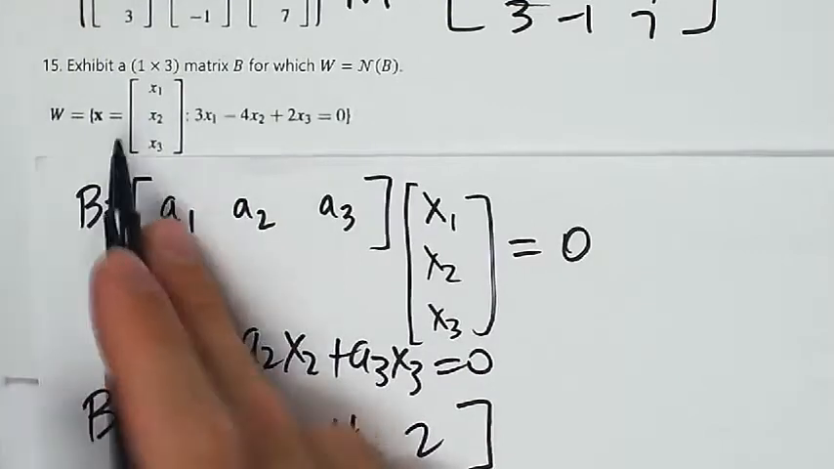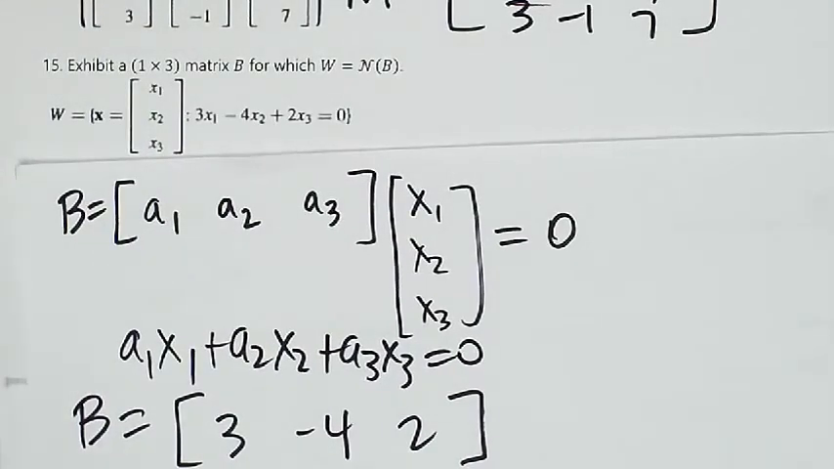Yeah, okay. For some reason I thought maybe 3, negative 4, 2 was going to be a vector in the null space. I don't know why I would have thought that, but that's not sensible.